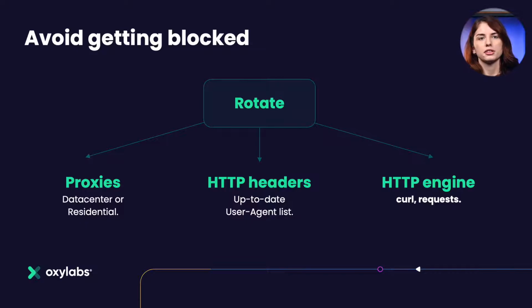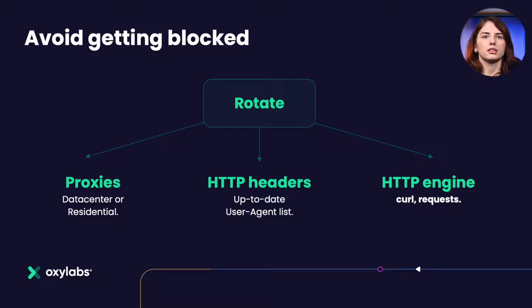You may rotate the HTTP headers that I mentioned earlier, and you should also have a user agent list that you keep up to date. Because if you're sending multiple requests with the same user agent header, it may also look suspicious to the target, and this may also be the reason that you're getting blocked. So try to keep it up to date.